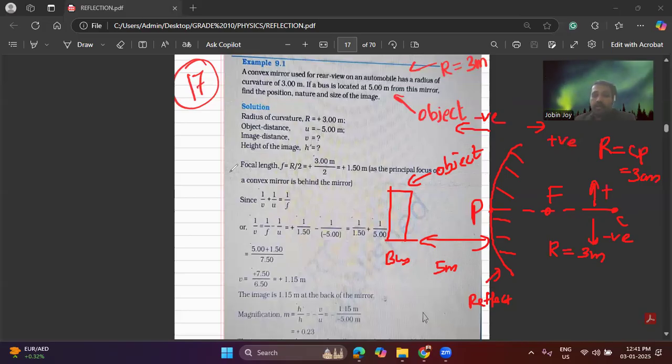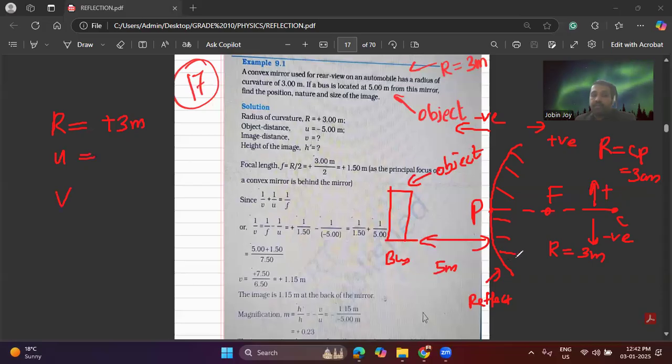So first we will write the given data. R is equal to what? R is PC. That means PC is on the other side, right? That means plus 3 meter. R is equal to plus 3 meter. Then coming to the object distance. Object is U and image is V.